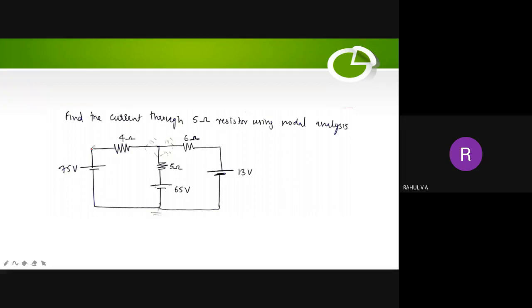I have identified this as one node, because the 75 volt supply is a two terminal device, so that can be assumed as a branch, and the 4 ohm resistor is also a two terminal device, so it is also a branch. When two branches are connected, it is a node. And here also it is a node because three terminals are connected here: the 4 ohm resistor, 5 ohm resistor and 6 ohm resistor are connected to this common point. So it is also a node.